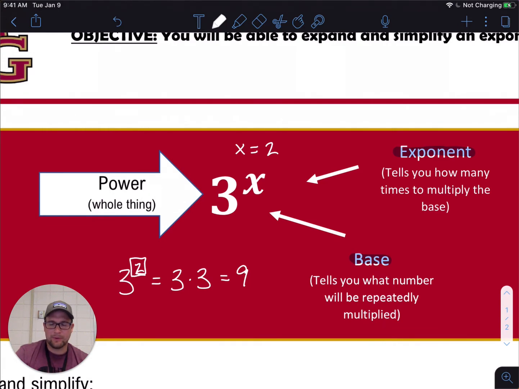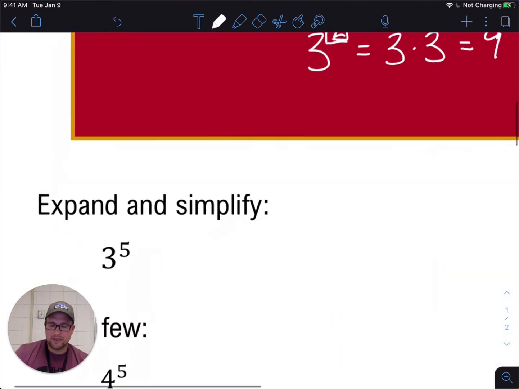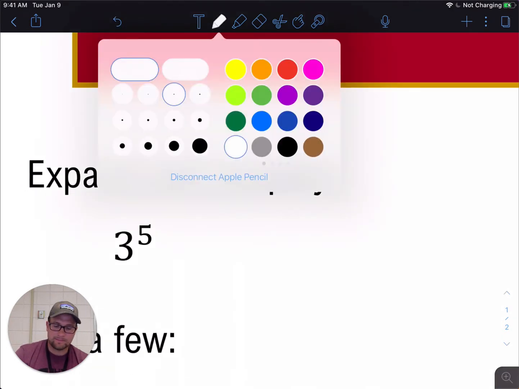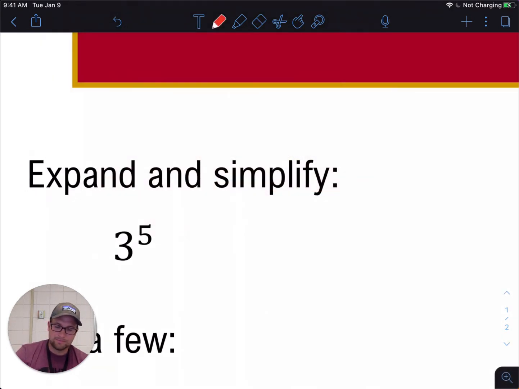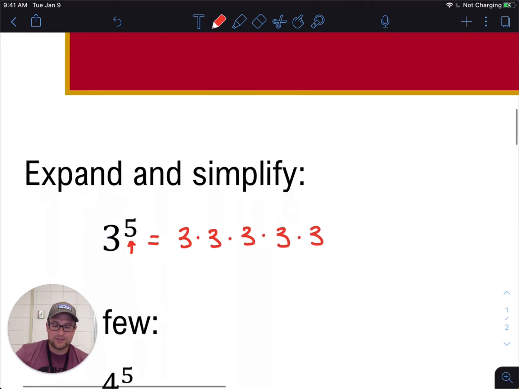Let's explore this in a little bit more depth. Here's another problem for us to expand and simplify. In this particular problem, we see that we have 3 to the fifth power. And one thing we should note is that 3 is our base here and that 5 is our exponent. Since 3 is our base, 3 is going to be multiplied by itself 5 times. So this can be expanded by writing 3 times 3 times 3 times 3 times 3, which of course can then actually be multiplied together.